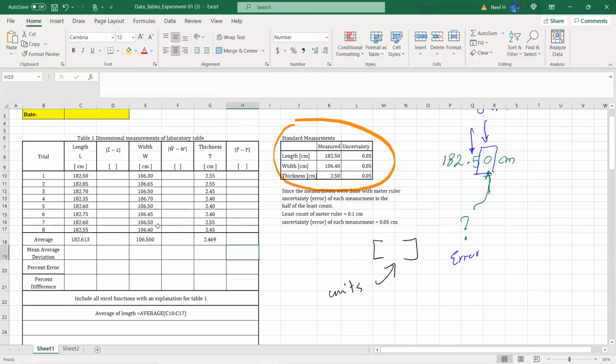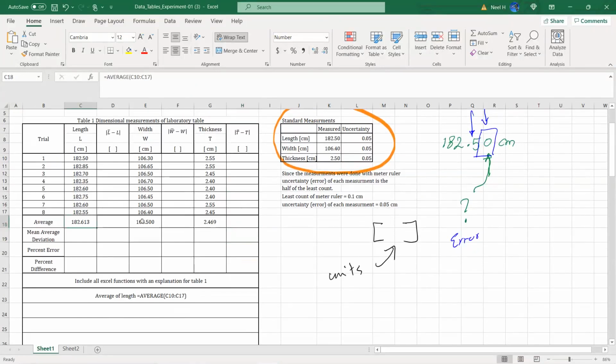Okay, guys, so that's good now. So the average is fine. So then we'll be moving on now to the next part.